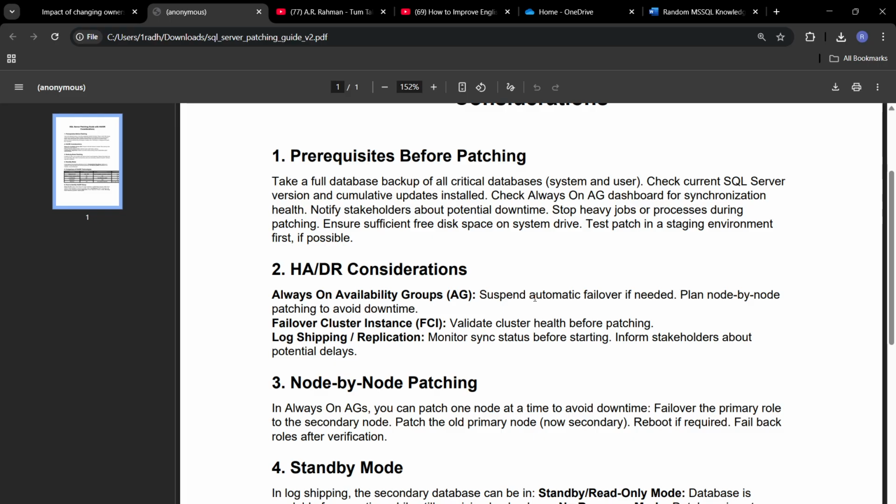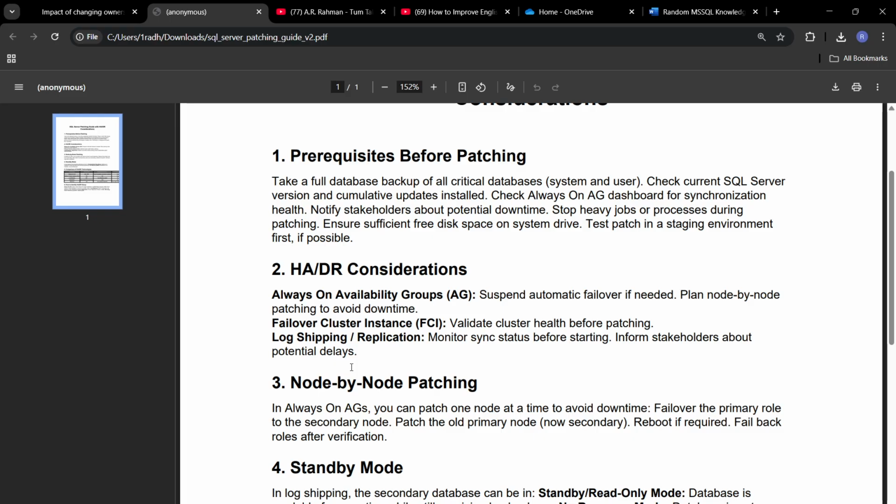Going forward, what is a failover cluster instance? A failover cluster instance is basically on a Windows cluster. There will be a shared drive on which the data will be stored, and we need to do the patching node by node. So validate the cluster health before patching.